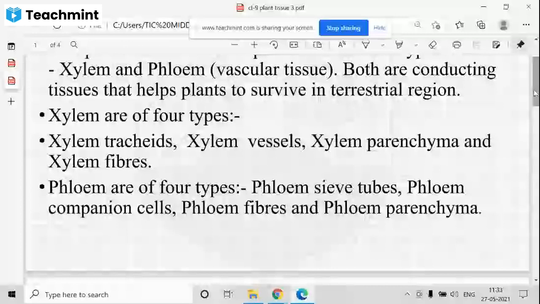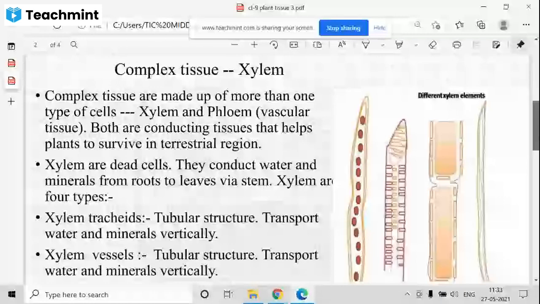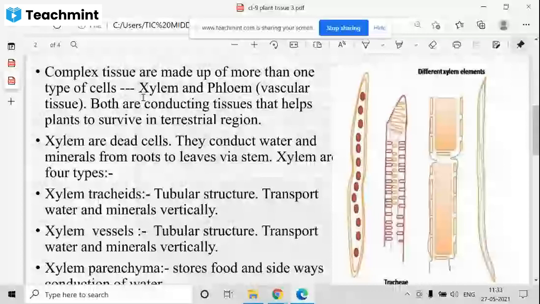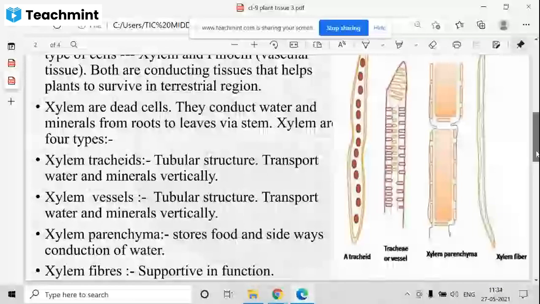This is the complex tissue of xylem that you see, the different types. Complex tissues are made up of more than one type of cell. Xylem and phloem are vascular tissues, both conducting tissues, and help plants survive in the terrestrial region. Xylems are dead cells. They conduct water and minerals from the roots to the leaves via the stem. Xylem tracheids are tubular, tube-like structures that transport water and minerals vertically, from the ground to the stem and leaves.